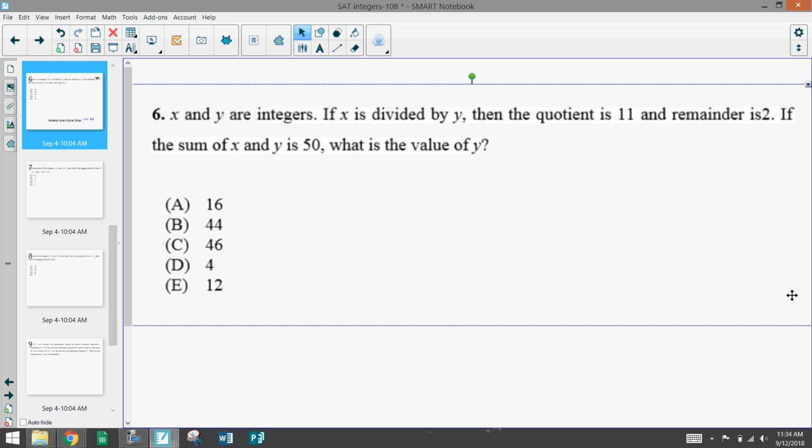This question: X and Y are integers. What are the integers? The whole numbers, like 1, 2, 3, 4, for example, and with their negatives, including 0 or not? 0 is a whole number, and it's an integer.